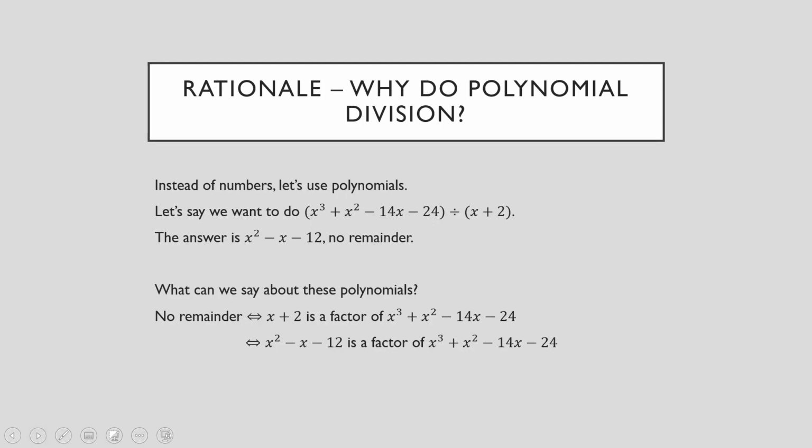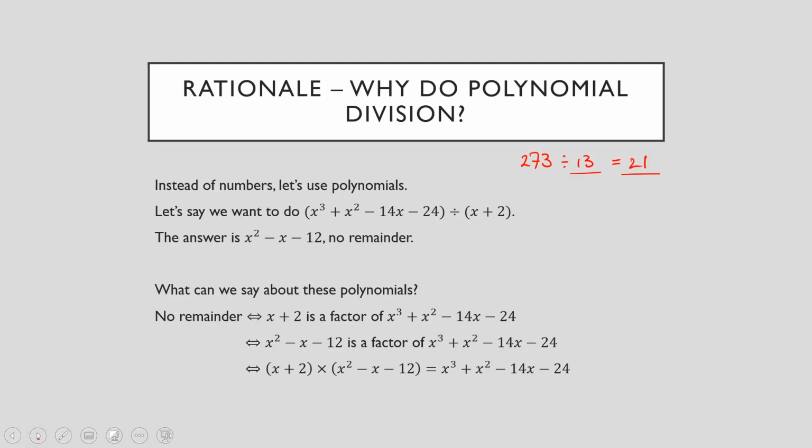We've also concluded that because the answer we get is x squared minus x minus 12, and there is no remainder, that means x squared minus x minus 12 is also a factor of our original polynomial. Just like in the previous slide, we saw that 273 divided by 13 equals 21 with no remainder. That means 13 is a factor and this answer is a factor. Exactly the same thing is happening here.